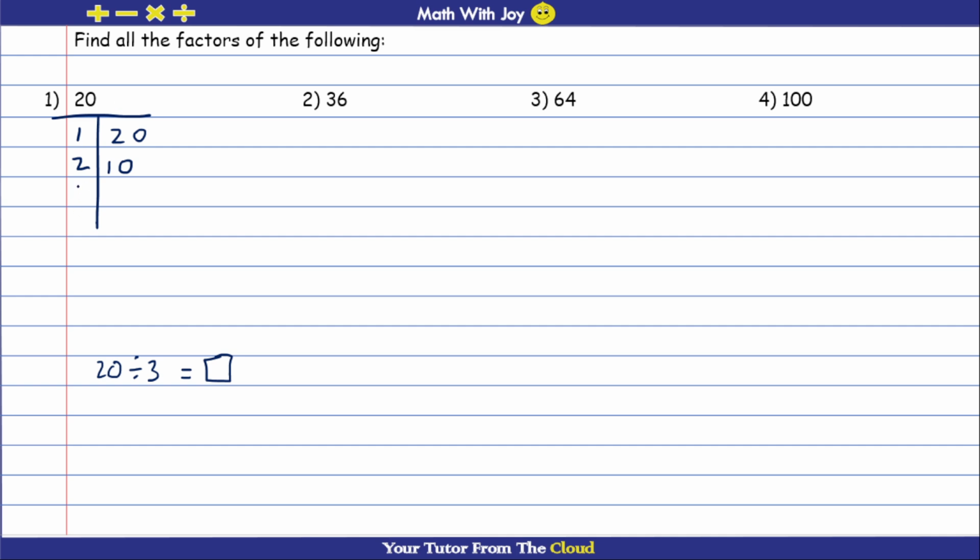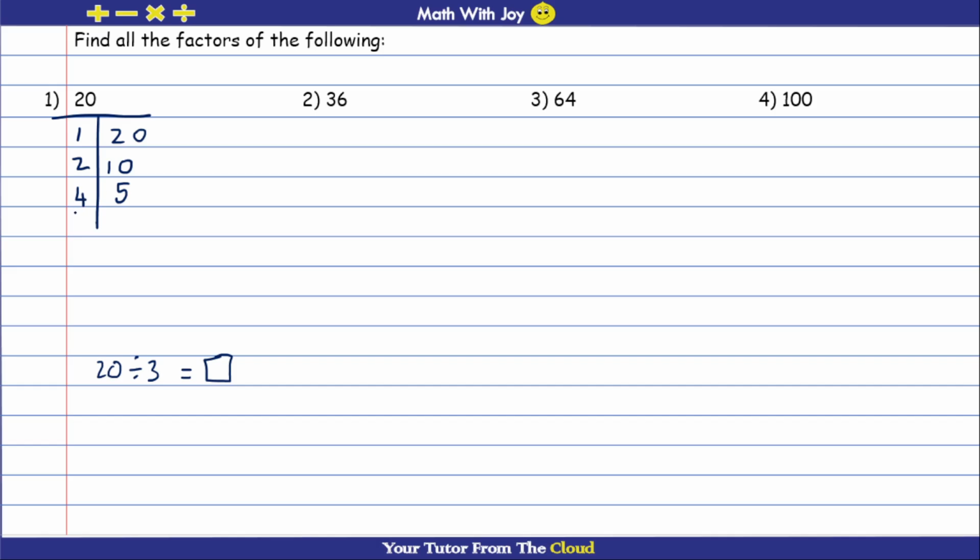Then you check 4. The next number is 4. Well, I know 4 times 5 will be 20. And then the next number you would want to check is 5, but you already have a 5 here. So that means you are done checking. So you are done checking for all the factors.